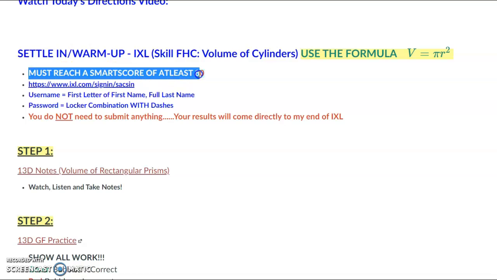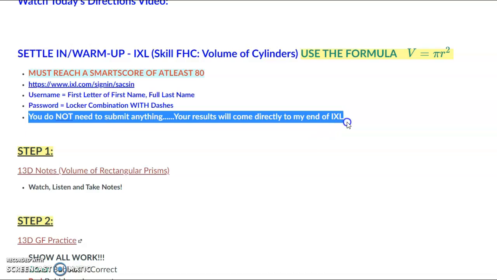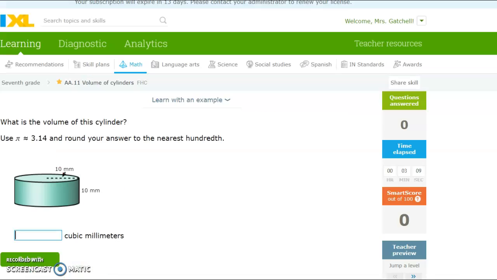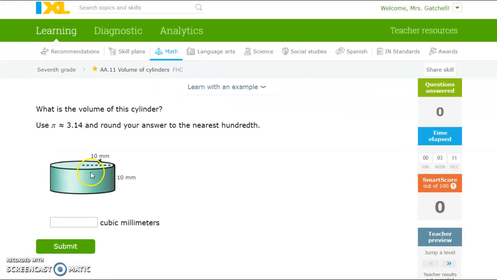So that's your formula you're going to use. You want to reach a SMART score of at least 80. And remember, you don't have to submit anything to me. Your results come directly to my end of IXL. So let's do one practice problem together on this skill. Here we're trying to find the volume of the cylinder. We're using 3.14 for pi, and we want to round our answer to the nearest hundredth. We're given the radius, halfway across the circle, is 10 millimeters, and we're also given that the height of the cylinder is 10 millimeters.